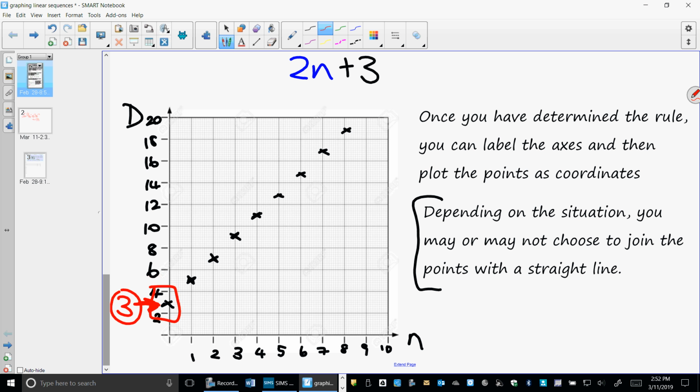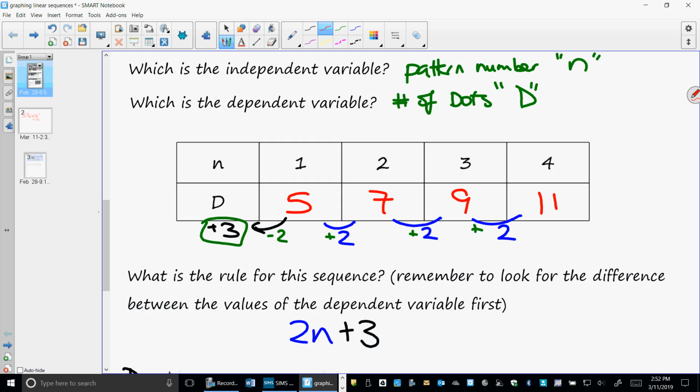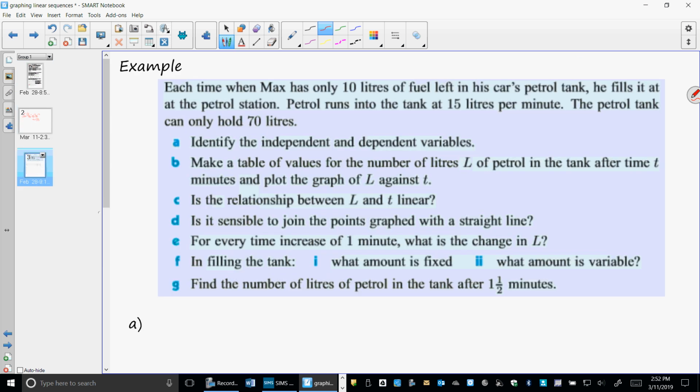So, do we all see what we did there, yes? Was that challenging? No? So we filled in our table from our patterns, and we just plotted them as coordinates. Perfect. Alright, next example. This is a more practical situation. So these are the other types that we might have.